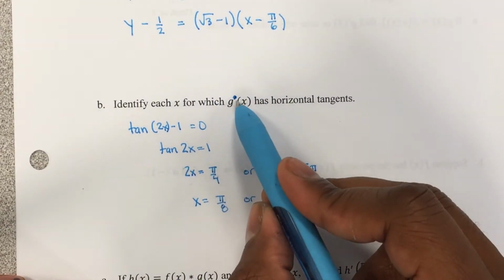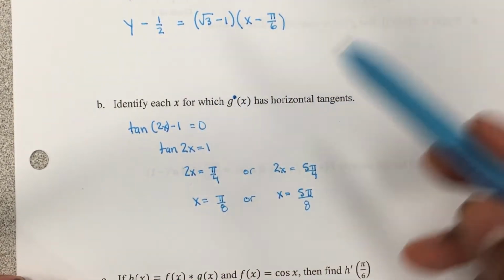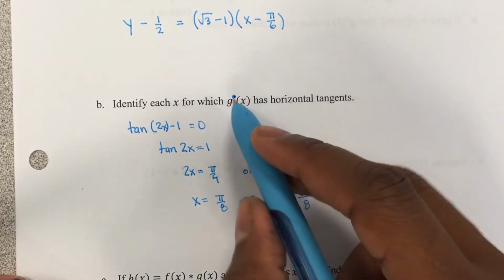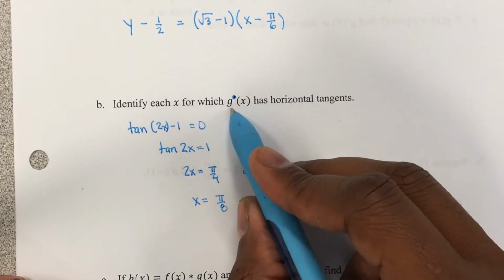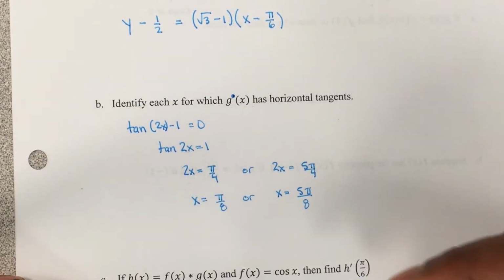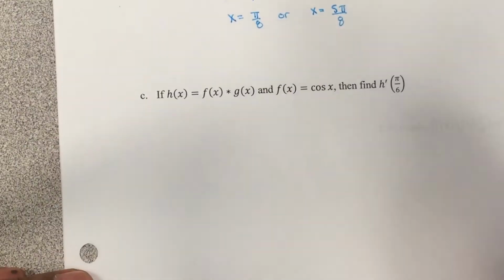The reason I did not count this is that if you were actually to tell me where g prime of x has horizontal tangents, you would need to take the derivative of the derivative, because a function has horizontal tangents where its derivative is equal to 0.